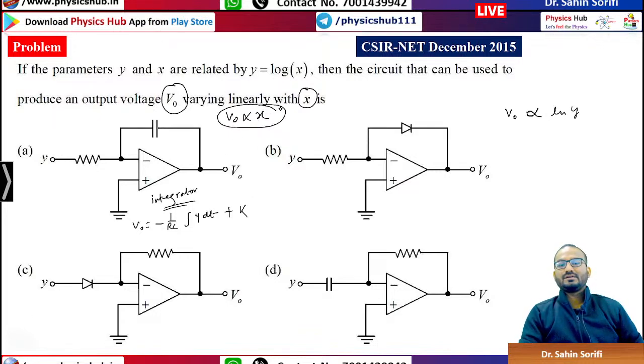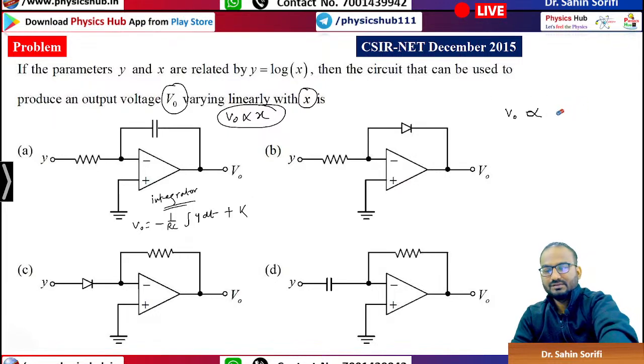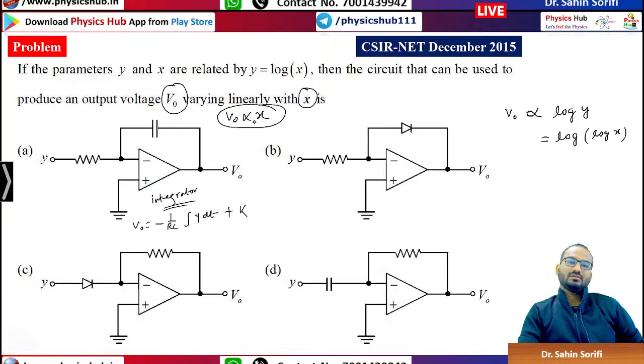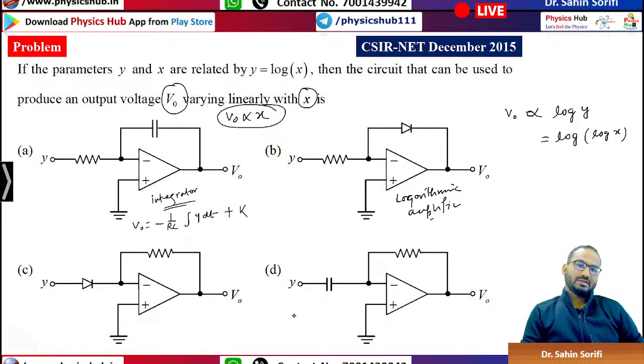Okay, and y is log x. Instead of taking ln y, we can take log y. So actually this becomes log y equals log x. This is the logarithmic amplifier. This will be the answer, but let's talk about the last one.